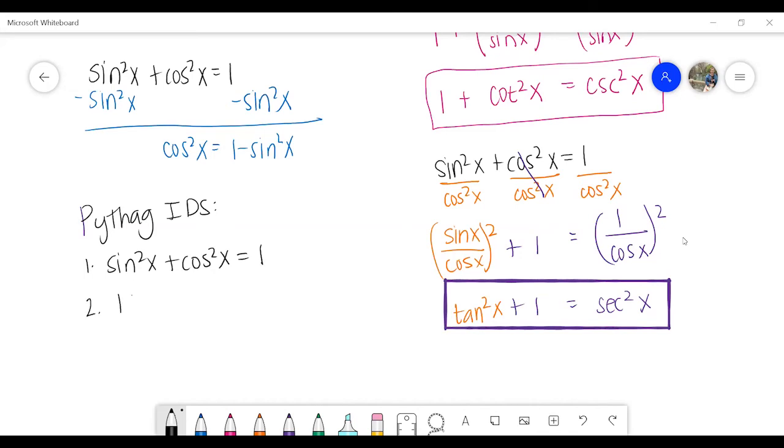Another one is 1 plus cotangent squared is cosecant squared. Notice the co's go together. And the third one is tangent squared plus 1 is secant squared.